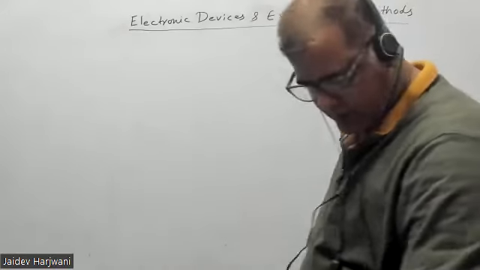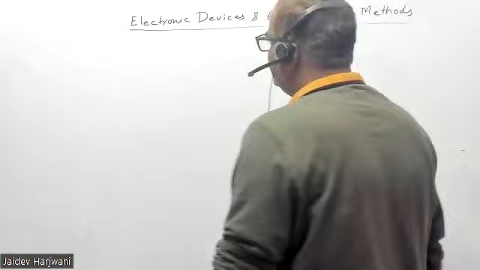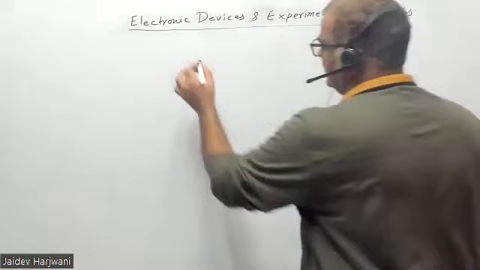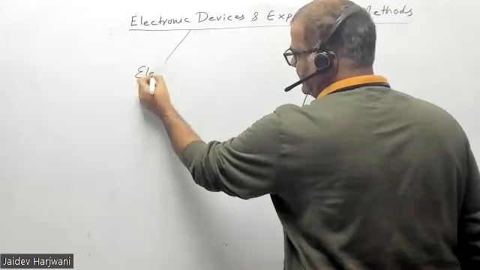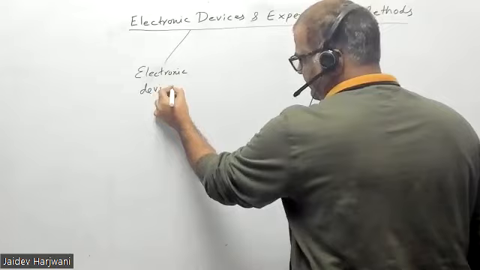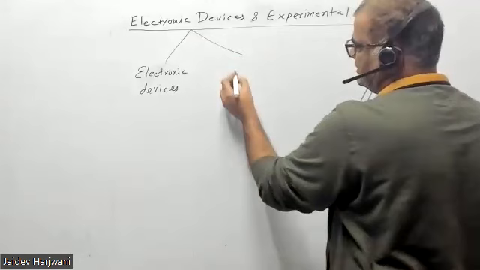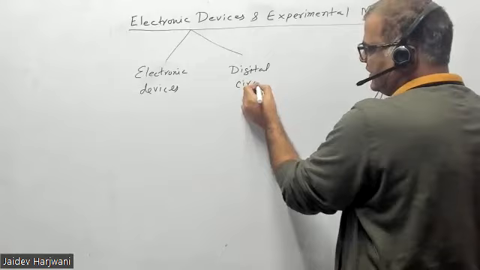So basically, your topic is electronic devices and experimental method. If you clearly see the syllabus, it has two parts. You can divide it in two parts. One is your electronic devices part, which is basically made of semiconductors. So one part of the syllabus is semiconductor devices, and the other part is digital circuits or digital electronics.